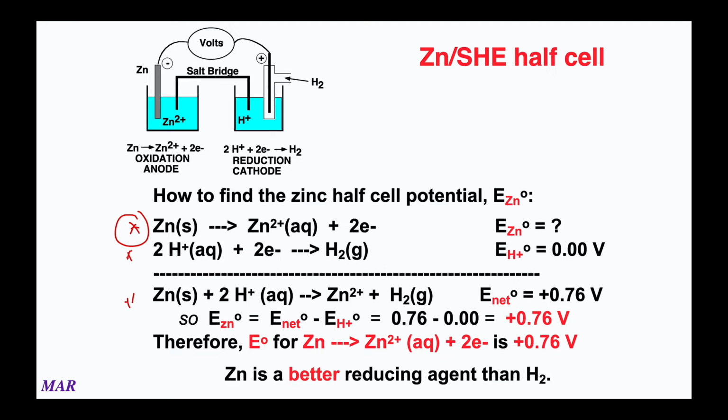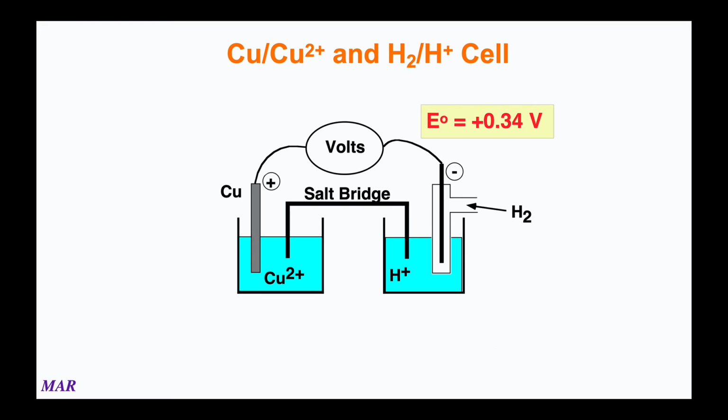So zinc is a better reducing agent than hydrogen. Zinc is easier to oxidize than hydrogen. Let's do the same thing now, but with a copper reaction. This has copper and copper 2+, and on the right side again is the SHE electrode.